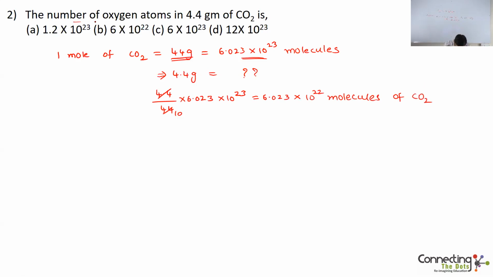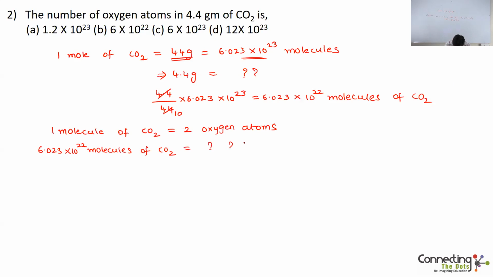Now the question is the number of oxygen atoms. So we have to calculate the number of oxygen atoms. If you take one molecule of carbon dioxide, it has 2 oxygen atoms. Now if you take 6.023 times 10 power 22 molecules of carbon dioxide, how many oxygen atoms is it equivalent to? Obviously it will be 6.023 times 10 power 22 times 2.